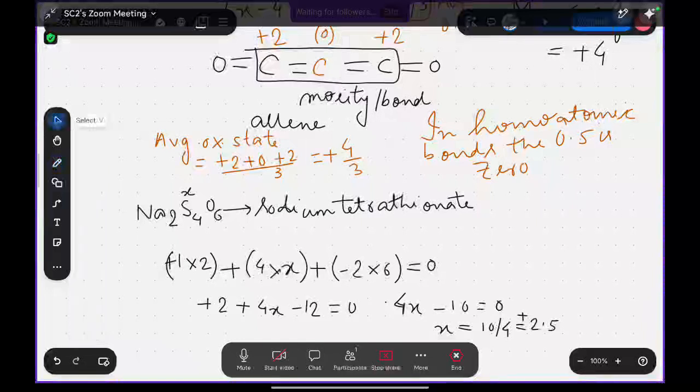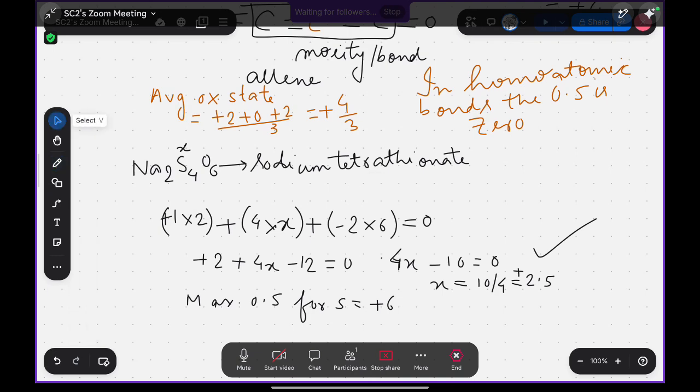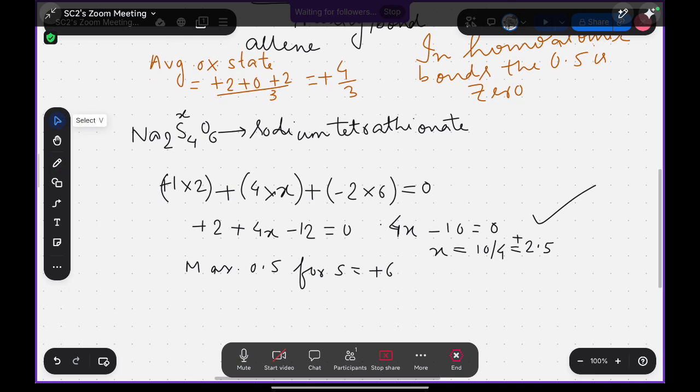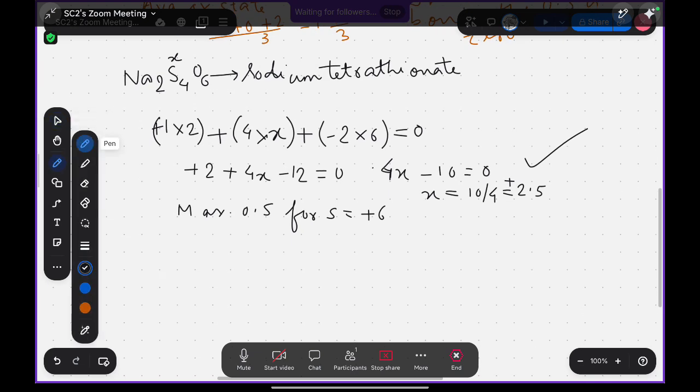I hope you remember, I have told you that the maximum oxidation state for sulfur is +6. Beyond +6 is not possible. Below +6 it is possible. It is +2.5, so it is definitely possible. Now here let's see the structure. As we have got the oxidation state in decimals, we need to know the structure.